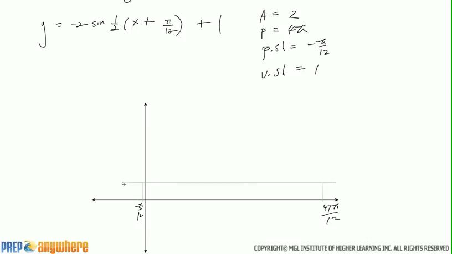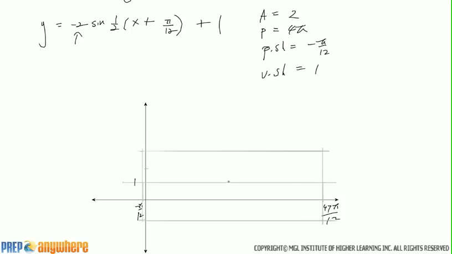Okay, and then since we label this one to be 1, the amplitude is 2, so we've got to go up to 2, 3, about here. 1 and negative 1 here. Okay, so there's our box.